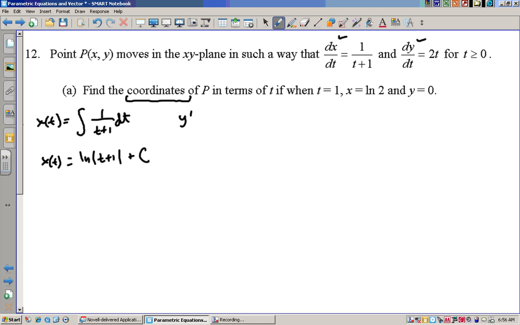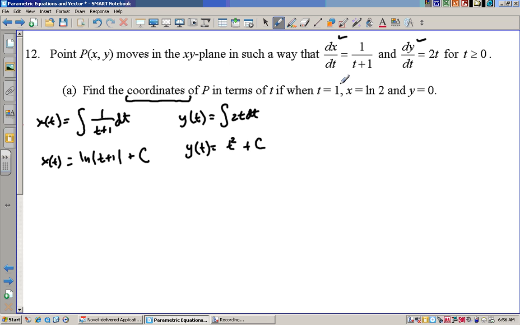For y of t, that's going to equal the antiderivative of 2t dt. Or in other words, y of t will be t squared plus c. Okay. Now, they gave us some more information again. What do I have? What have I been given?